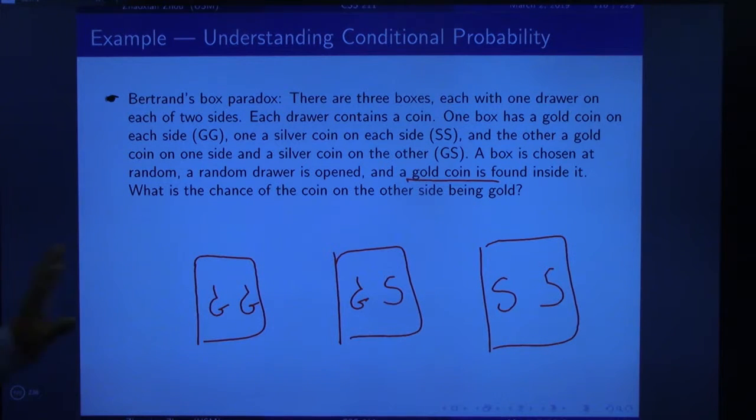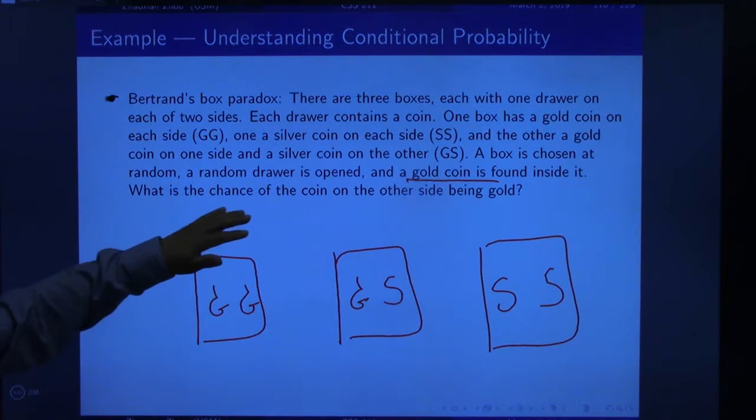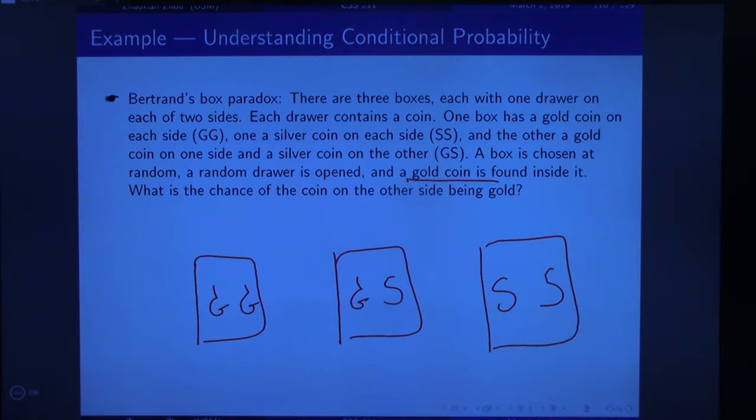That is all the information we know. You randomly choose one box, then you randomly choose one side, you open it, and you find it is a gold coin. The question is, what is the chance of the coin on the other side being gold? It can be gold, it can be silver. What's the probability that the other side is also gold? So how do we calculate this?